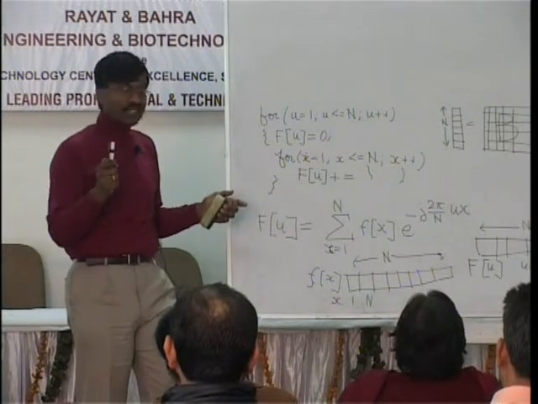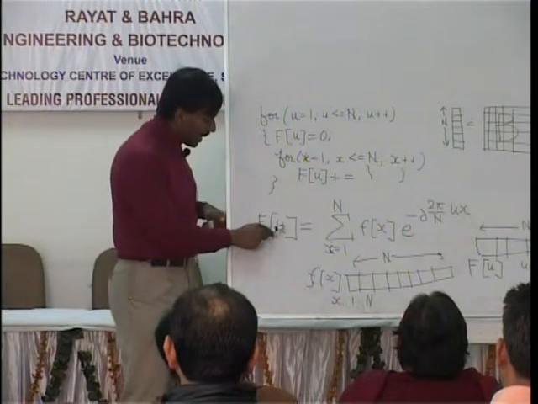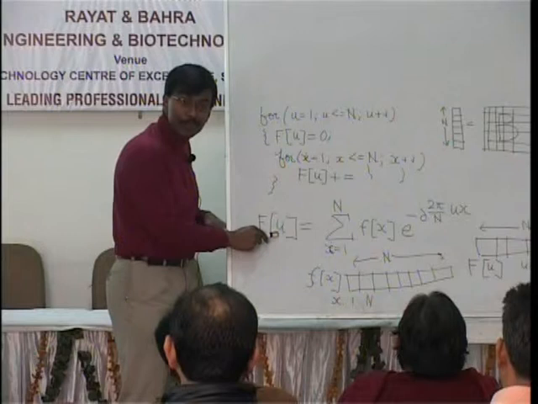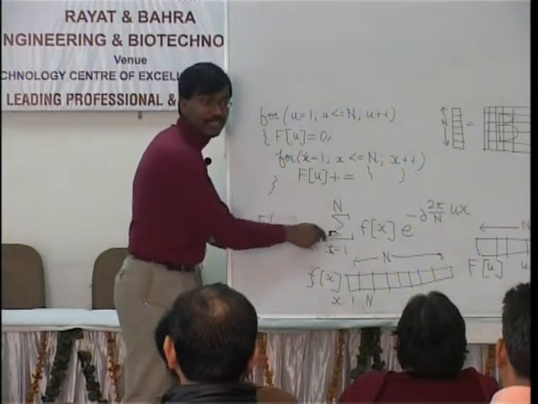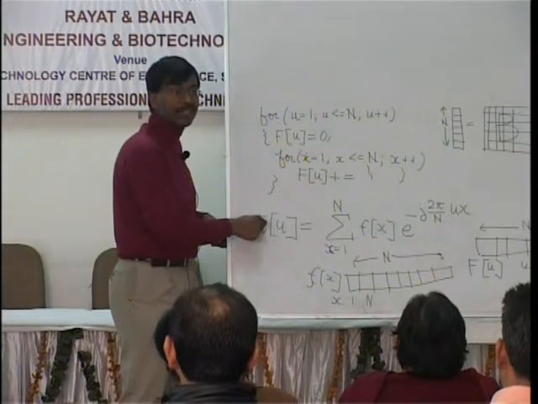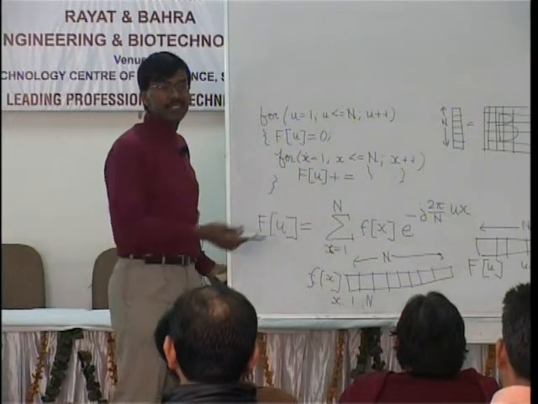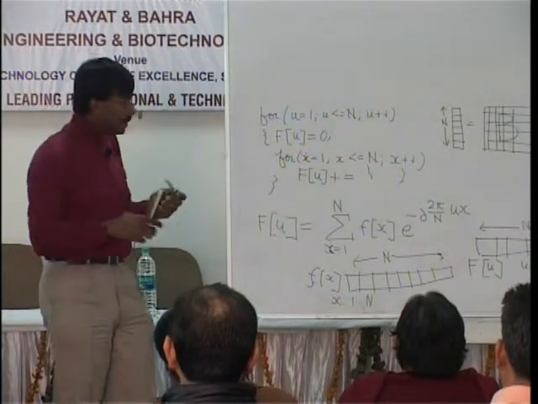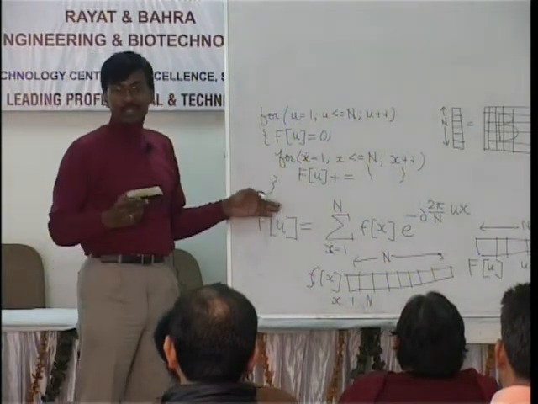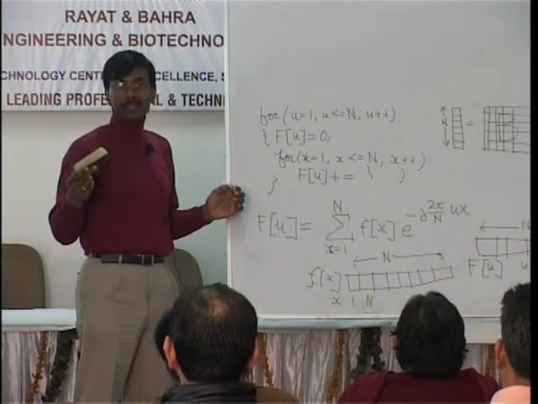The other way to understand this is, each f of u needs order n computations. And how many f of u's do I have? Order n. So this is order n squared. This is relatively costly because the number of computations tends to grow as n grows.